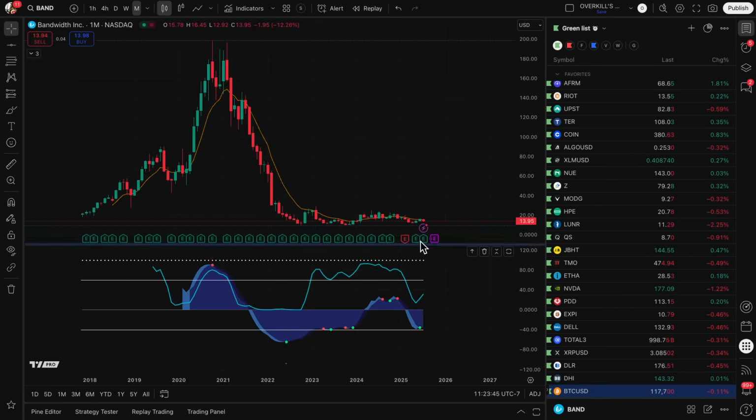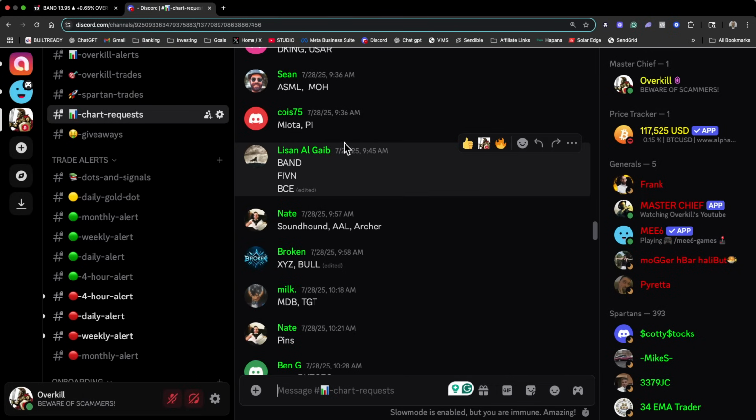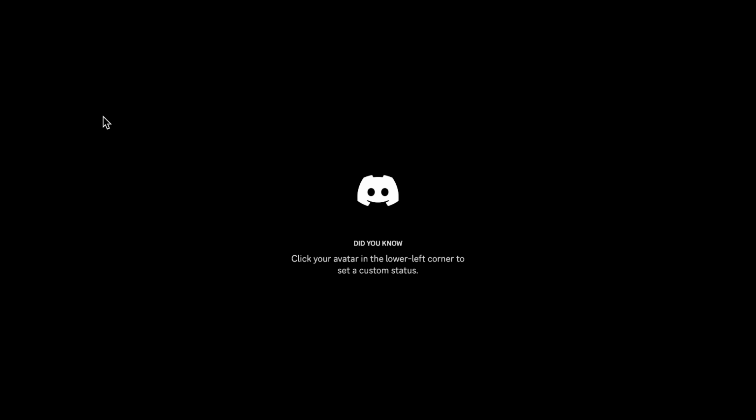Here's BAND. This is Bandwidth. They got a green monthly. So again, you're in here on the daily looking for signals. That one looks like it could get one here in the next couple of days. What is that one, by the way? Let me just look it up real quick.